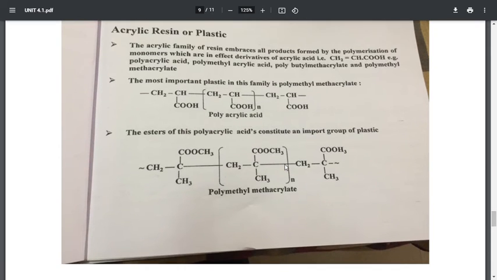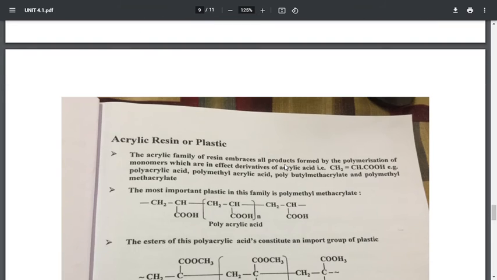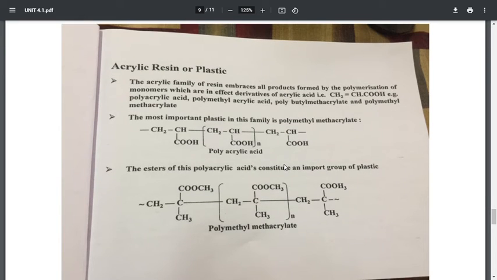Acrylic resin or plastic. The acrylic family of resin embraces all products formed by the polymerization of monomers, which are in effect derivatives of acrylic acid, CH2=CHCOOH. Examples: polyacrylic acid, polymethyl acrylic acid, polybutyl methacrylate, polymethyl methacrylate.